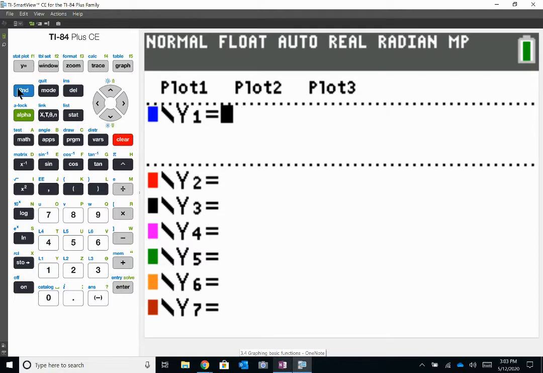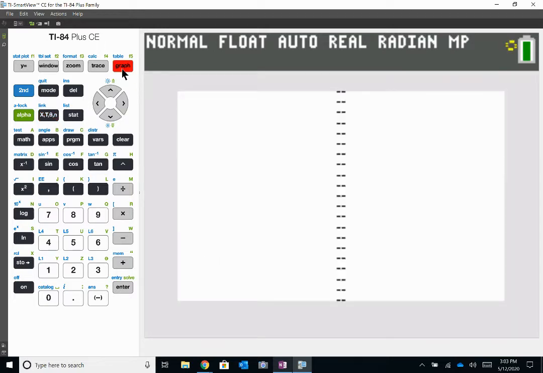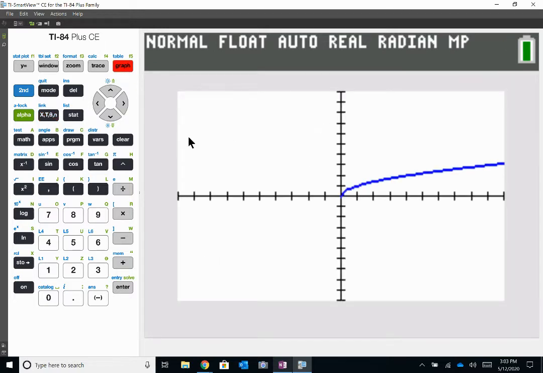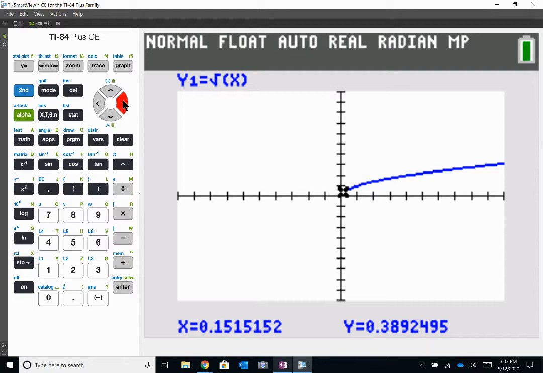Now the square root function is y is equal to the square root of x. To get the square root, we press second and the x squared button, type in your variable, and we see that we have the square root function. You can see points along that line by running a trace anywhere along that line. Notice that since we cannot take the square root of a negative number, all of the x values here are positive.